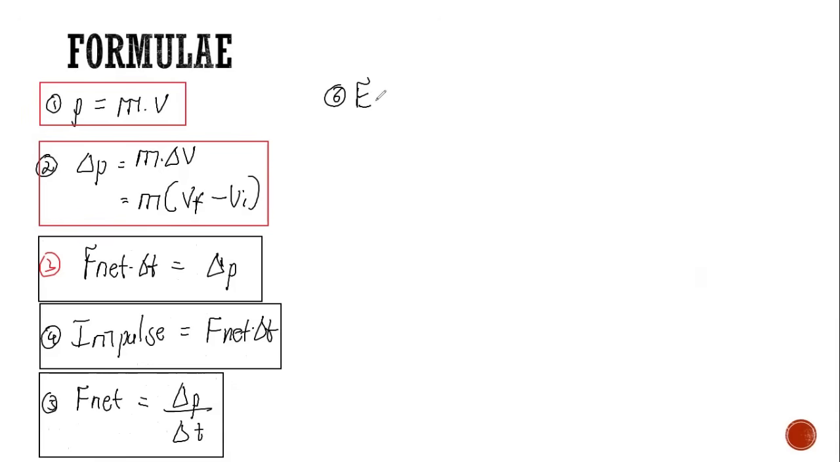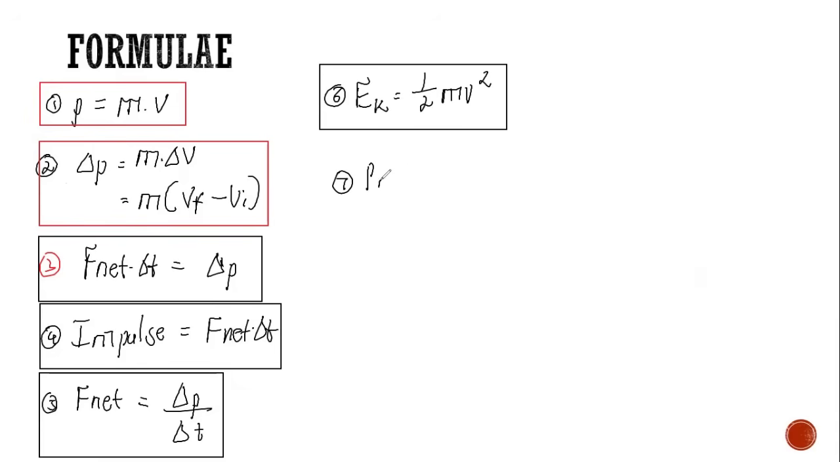It's EK. EK is equal to half mv squared. So kinetic energy, right? EK is kinetic energy. And then we'll also have the formula for the principle of conservation of linear momentum, which in most cases is the sum of momentum initially is equal to the sum of momentum finally, right?